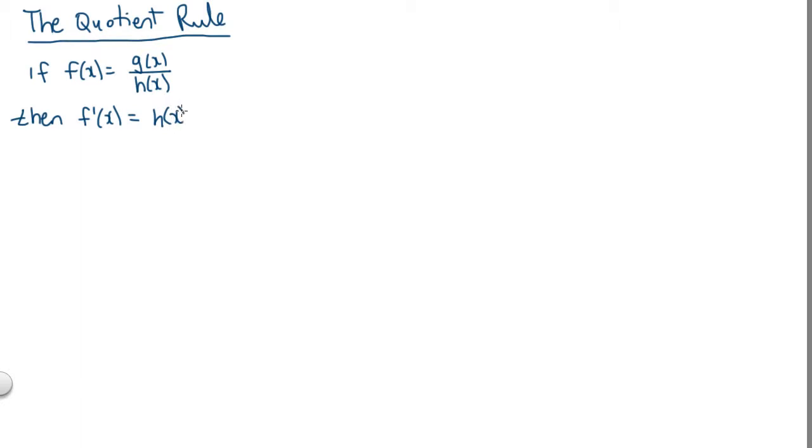We start with our denominator and multiply it by the derivative of the numerator, so times g prime of x, and then we subtract off our numerator, g of x, times the derivative of our denominator. And this entire quantity gets divided by h of x squared, so the square of our original denominator. This formula here is what's called the quotient rule.